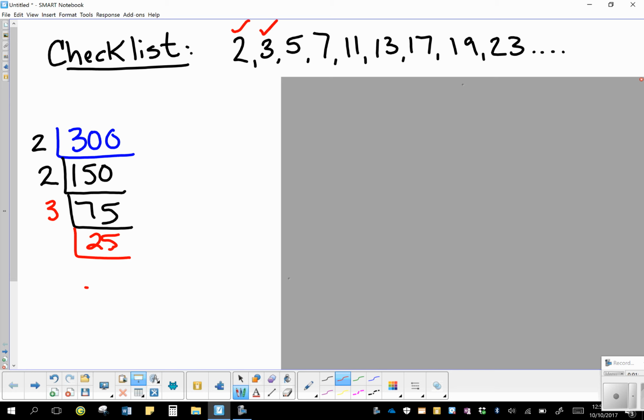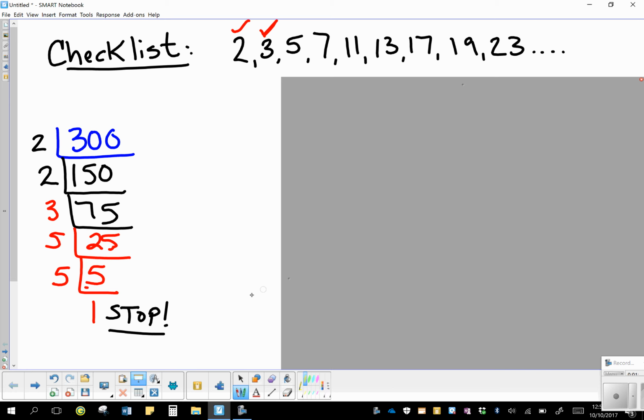So I'm going to check 3 off of my list and now move on to 5. 25 divided by 5 is 5. And then 5 divided by 5 again is 1. Please remember, when you get to the number 1, that means you need to stop, because you have made your way through the process. So what you now need to do is take all the numbers that are on the outside of the problem and write them in exponential form.